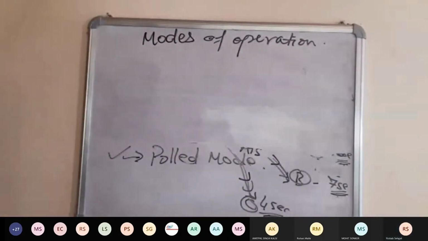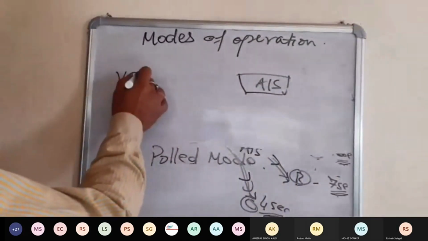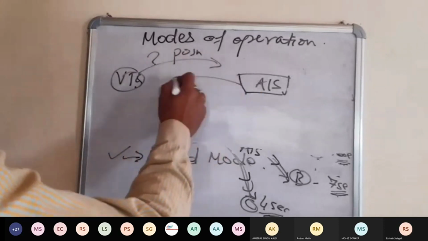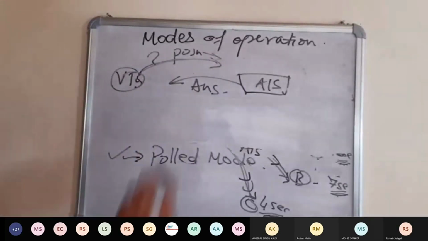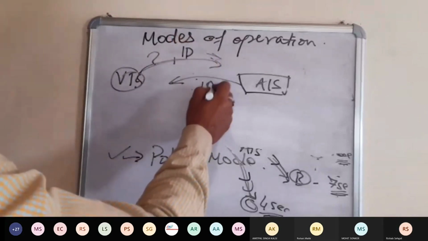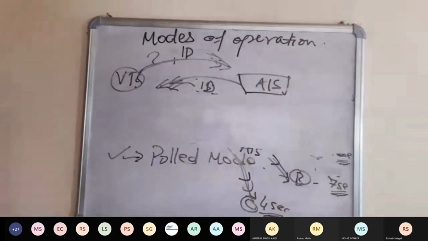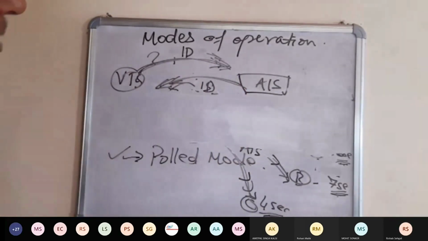Polling is something like, if you have your ship and the ship has AIS installed, and the VTS is here. It asked a question: what is your position? It will reply with the answer. It sent a query asking for position, and the ship will send the position. It asked, your ID please, and it will send the ID as the answer. One question, one answer, job done. It is interrogation and reply. So AIS is working in this manner also. It responds to a query.